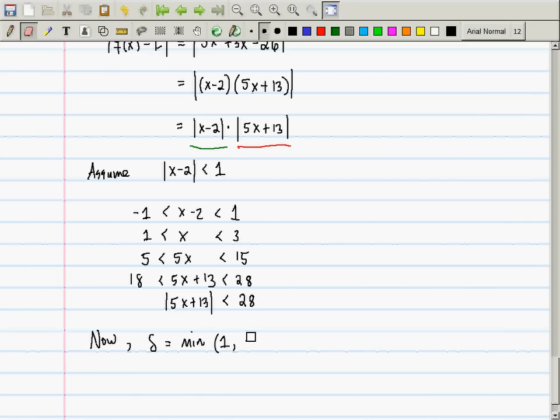Epsilon over 28. Okay, so then where did the 1 come from? This 1. If you had chosen pi, then it would be the minimum of pi and something else. Where did the 28 come from? This 28. Okay? So any question about this?